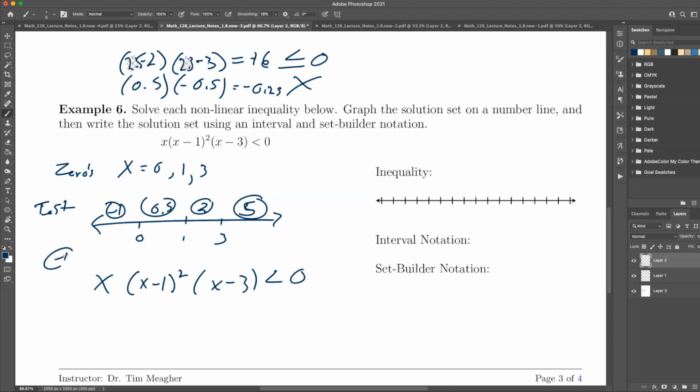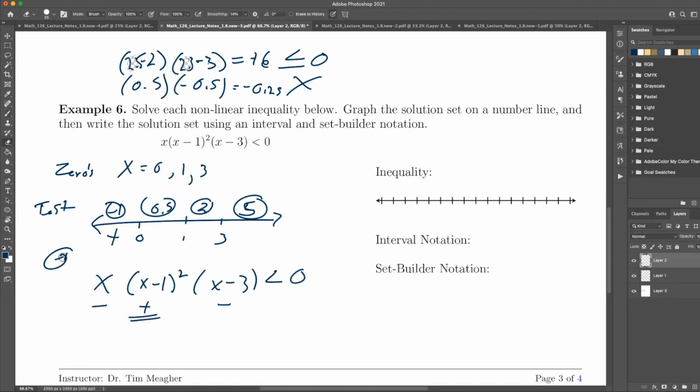So when I'm testing negative 1 here, x here would be negative. It doesn't matter what number I put in here, because whether it's positive or negative, it's squared, it's always going to be positive, right? So this is negative. This is always positive, right? And if I plug in negative 1 here, negative 1 minus 3 is still negative. So I have a negative times a positive times a negative. So this overall would be positive.